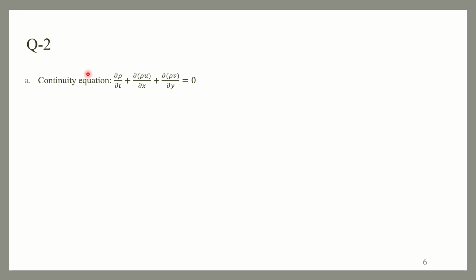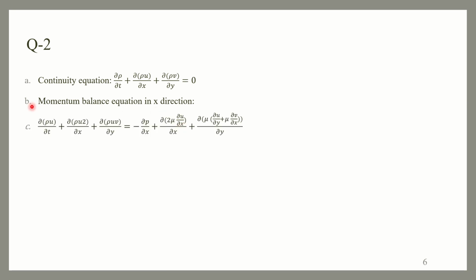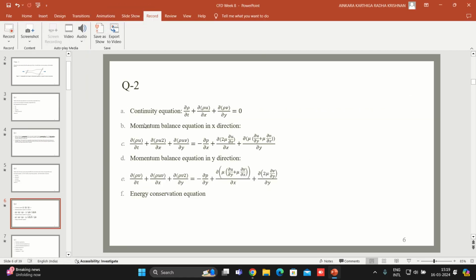Continuity equation is this: dou rho by dou t plus dou by dou x of rho u plus dou by dou y of rho v is equal to 0. If it is an incompressible equation, we would be eliminating the change in density and we would have taken it to the other side. And momentum balance equation in x direction, it is dou by dou t rho u plus dou by dou x of rho u square plus dou by dou y of rho u v, it should be square actually, I don't know.